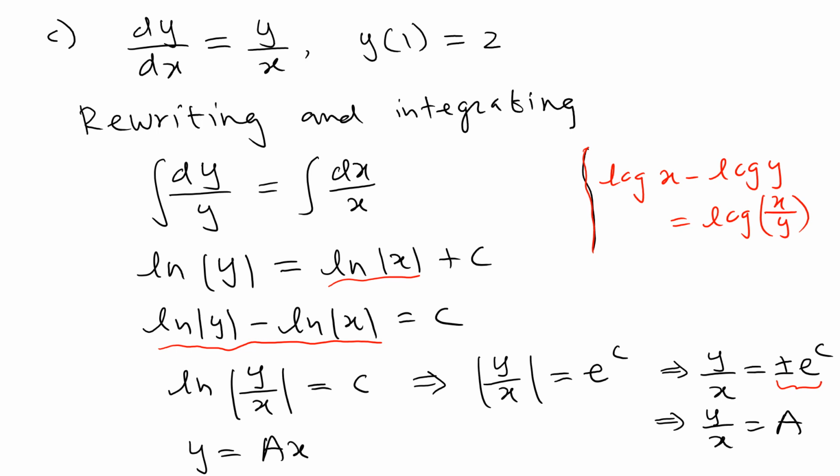And then we can use the initial condition now. So if you use the initial condition, which says that if you plug in 1, you should get 2, then 2 equal a times 1. That means a equal 2. So because of that, your final answer is going to be y equal 2x. So that's the final answer for this one.